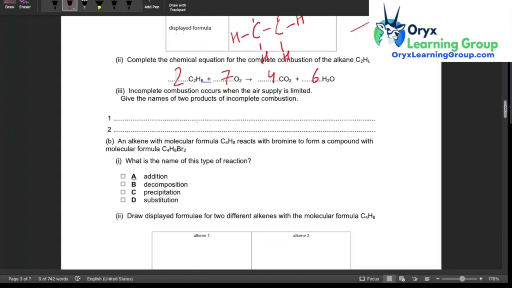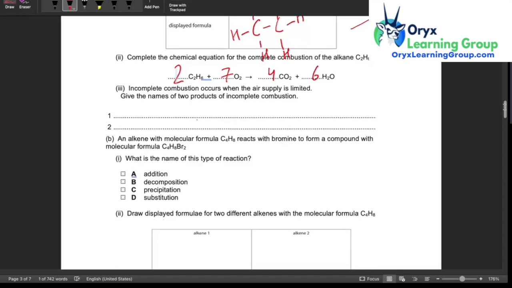It says incomplete combustion occurs when the air supply is limited. Give the names of two products of incomplete combustion. So what are the products of incomplete combustion? Isn't it carbonate, so CO3 and water? Incomplete combustion will give you carbon monoxide and water. Yes, sorry. So the products of incomplete combustion will be carbon monoxide and water.